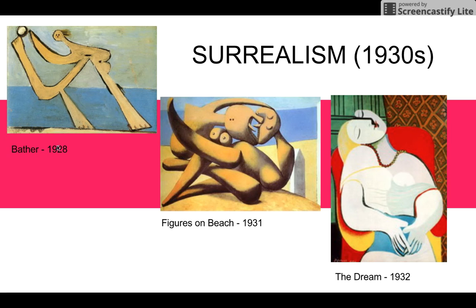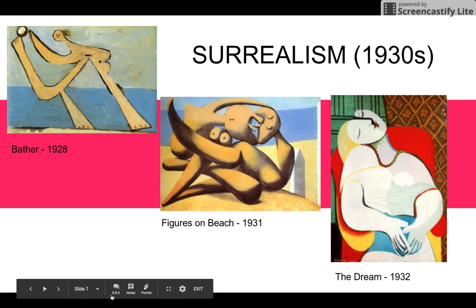So we have the Bather over here, 1928. We see Figures on a Beach, 1931. And then we have The Dream over here in 1932.